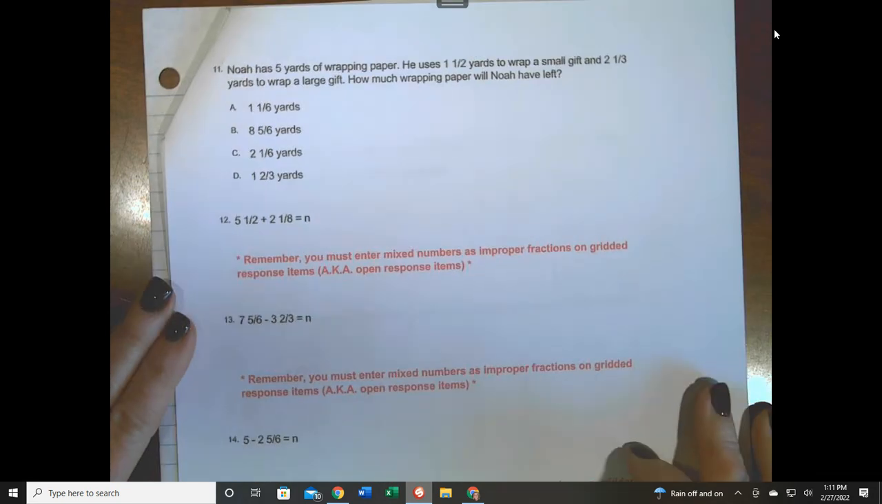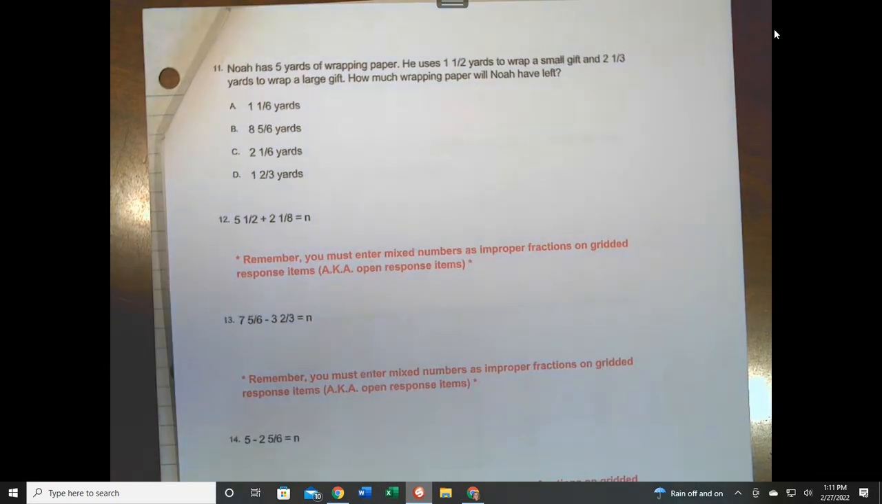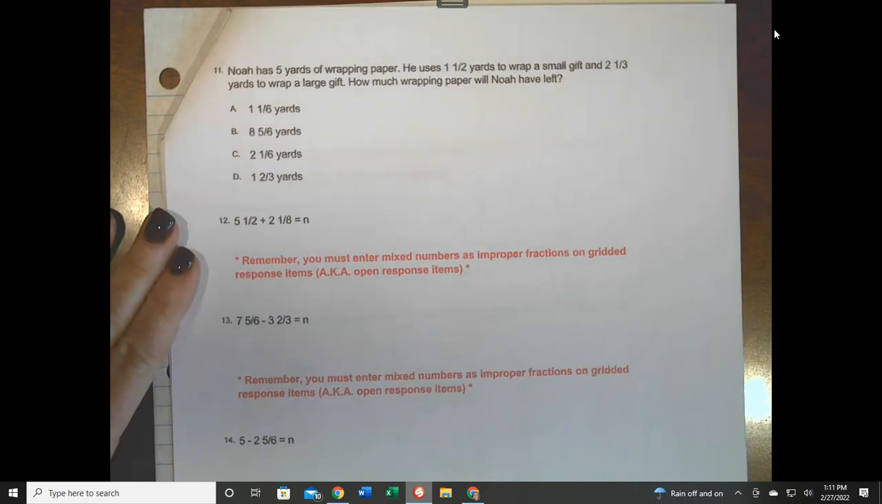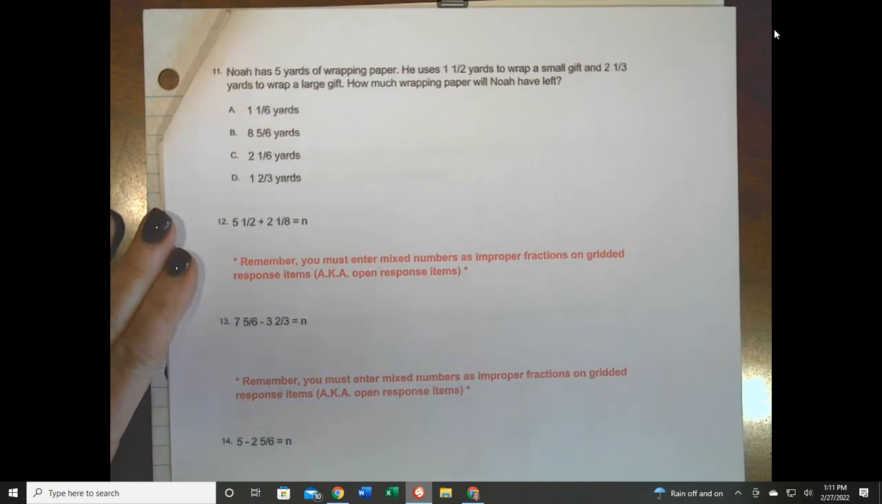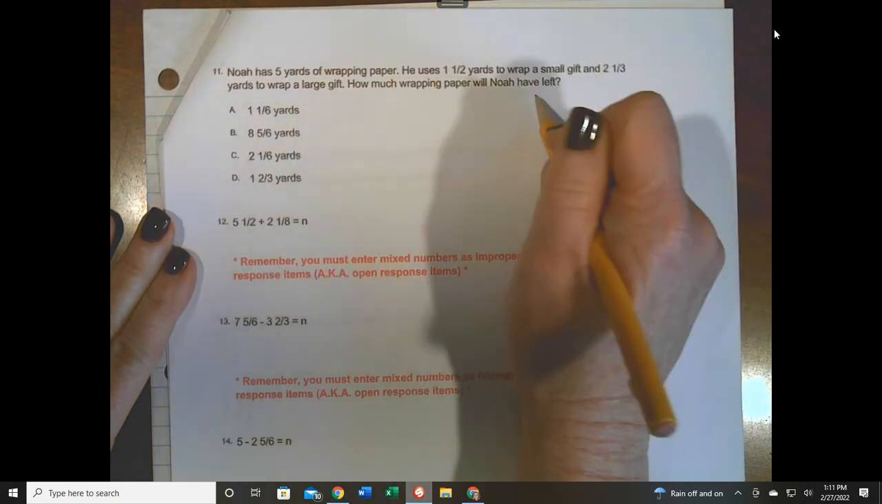Noah has 5 yards of wrapping paper. He uses 1.5 yards to wrap a small gift and 2 1/3 yards to wrap a large gift. How much wrapping paper will Noah have left?